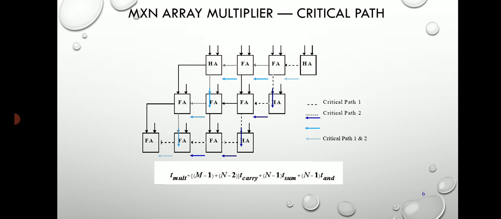In this m cross n array multiplier, it is the simplest method for generating the partial products, and it produces the 1-bit multiplier, and the partial products are copies of both the multiplicand and the multiplier. The number of bits used here contains the partial products in terms of words or rows. Finally, the critical path is 1 and 2, or both. So we can write t multiplicand is equal to m minus 1 plus n minus 2 t carry plus n minus 1 t sum plus n minus 1 t.